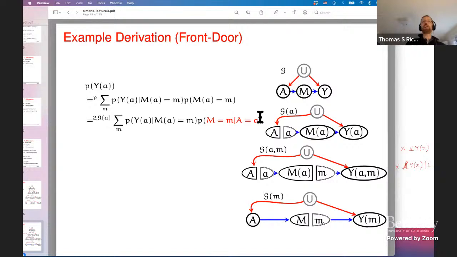And then now I can look at the graph where I intervene on A. Looking at this graph, I can see that M of A is d-separated from A given the empty set. Therefore, I can use rule 2 to replace this term with this term.